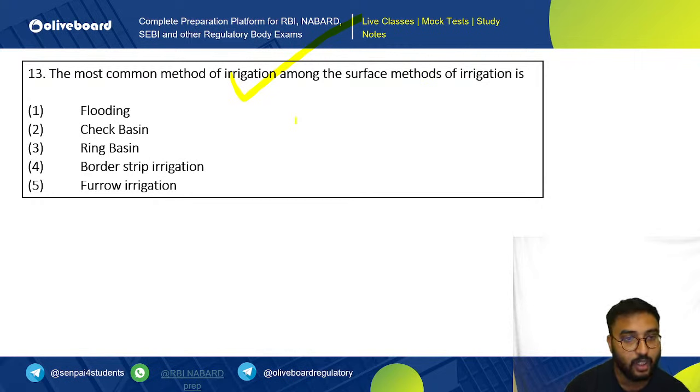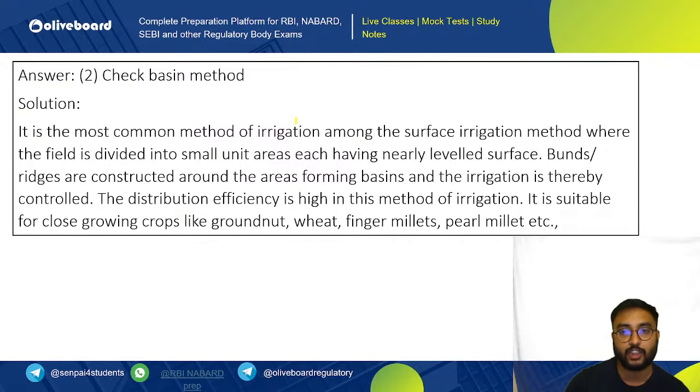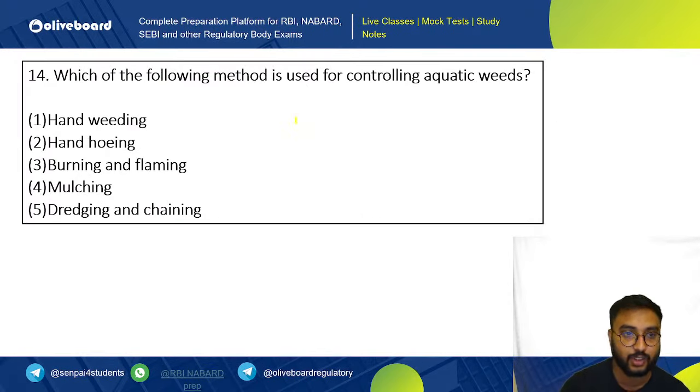The most common method of irrigation among surface method of irrigation is flooding, check basin irrigation, ring basin irrigation, border strip irrigation, and furrow irrigation. The answer here is check basin irrigation is the most common surface irrigation.